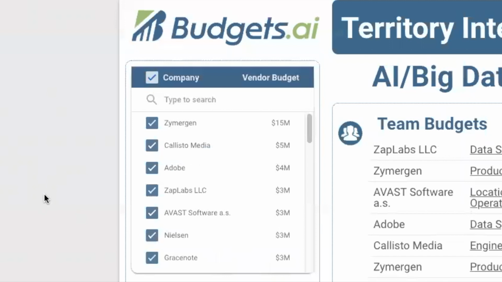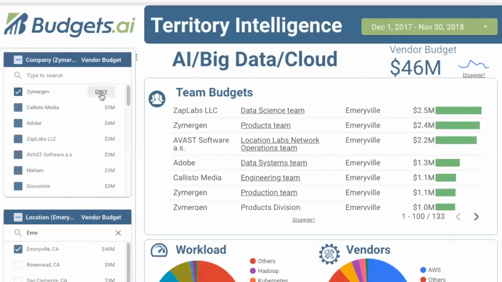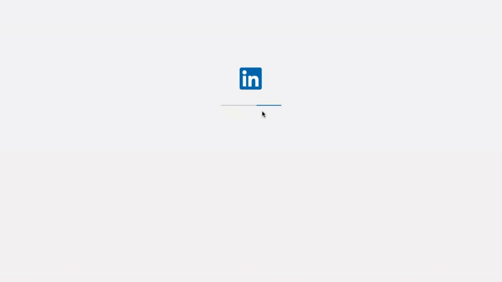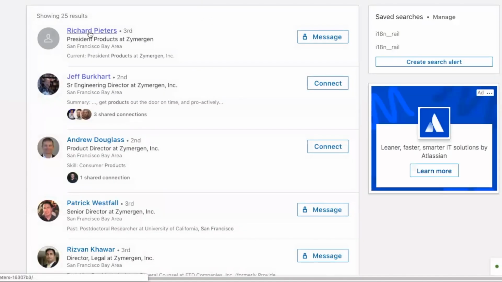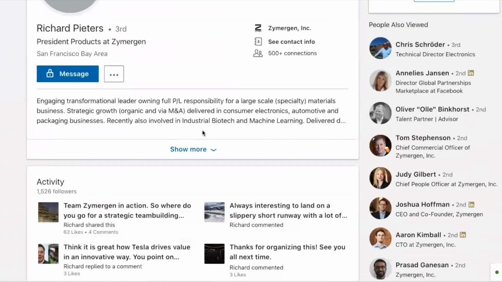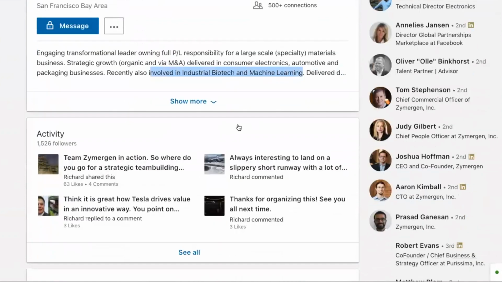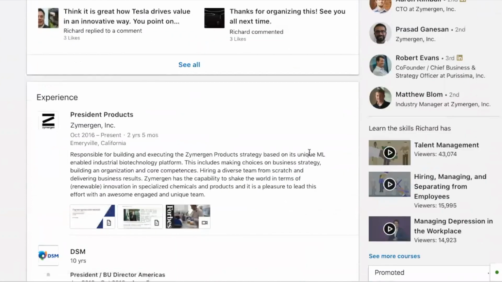If you look at it, what we are saying is there's a company called Zymergen, which is spending 15 million just in the city of Emeryville. And if you go to Zymergen, you'll see they have different teams, 2.4, 1 million, that's what they spend. And if you go to this products team, here you can see Richard Peters, he's the president of products at Zymergen, and you can click on that and you can see he's actually involved in industrial biotech and machine learning, which is an emerging field. It's a field that is growing very fast, using machine learning for industrial biotech platform, right?